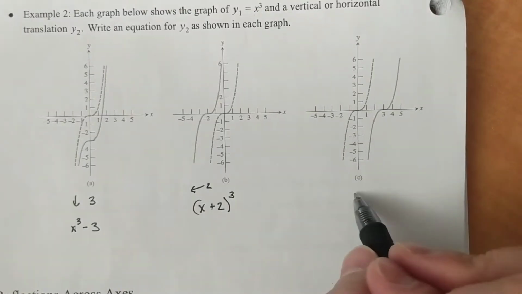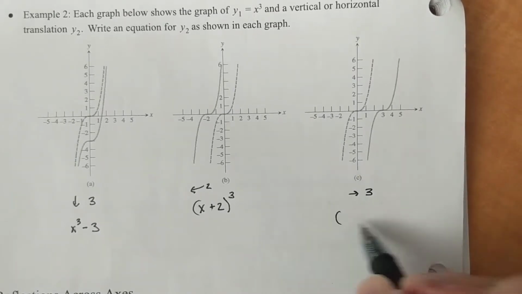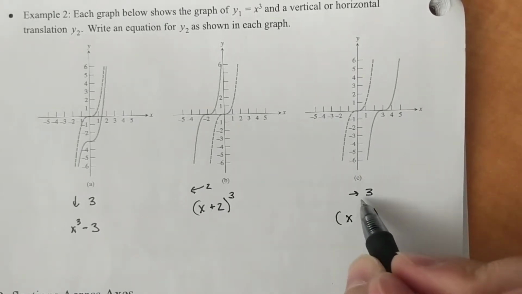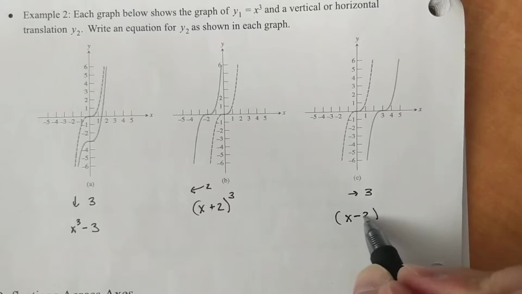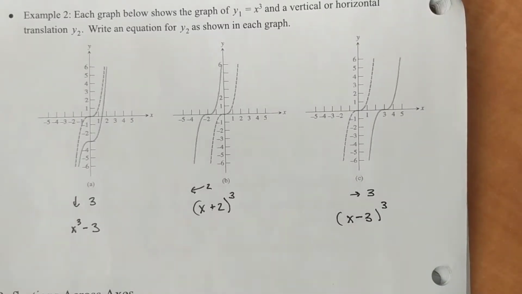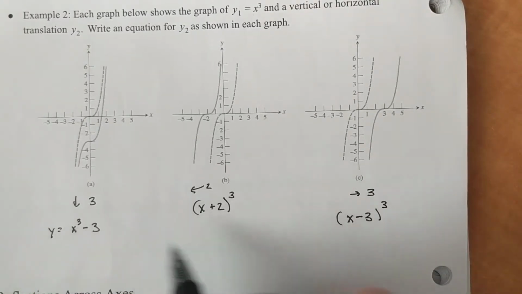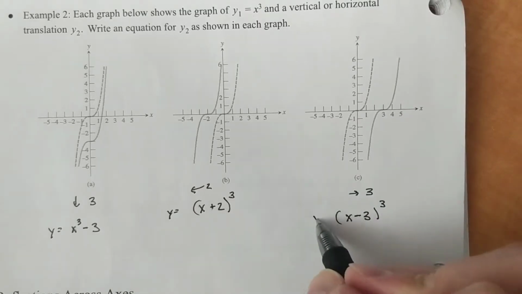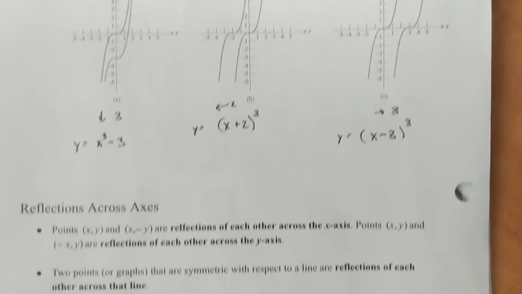Similar thing is going to happen here. This one went right 3 units, so grouping symbols, x. To go right, I need to subtract, which is the opposite, and then put my cubed outside. So these would be my equations that give me the transformation.